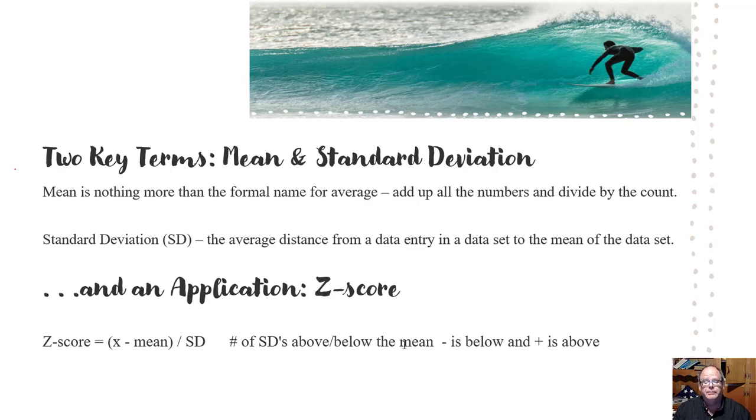All right, so we get a number, that's how many standard deviations you are away from the mean, and then if the number is negative, it's below, positive, it's above. This is used for a variety of things.